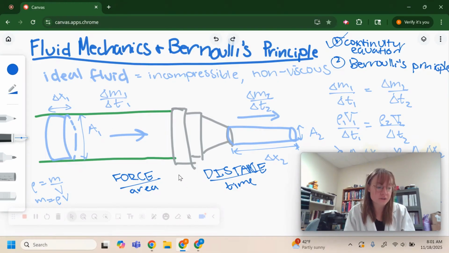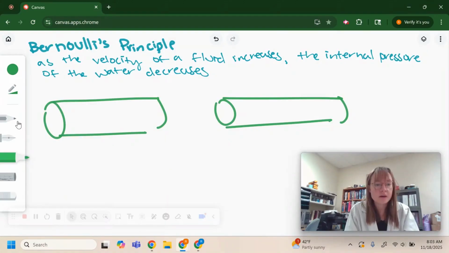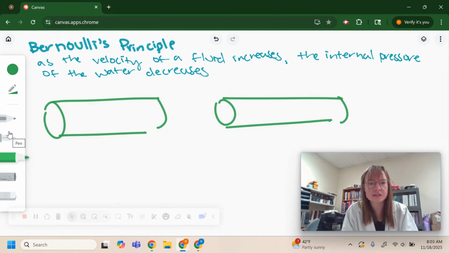On the contrary, we say, and this is what Bernoulli's principle is, I'll write it out for you, as the velocity of a fluid increases, the internal pressure of the fluid decreases. As the velocity of a fluid increases, the internal pressure of that fluid decreases. Let me go ahead, I'm going to grab another page and write this out, one second. Okay, here we go. As the velocity of a fluid increases, the internal pressure of the water decreases.